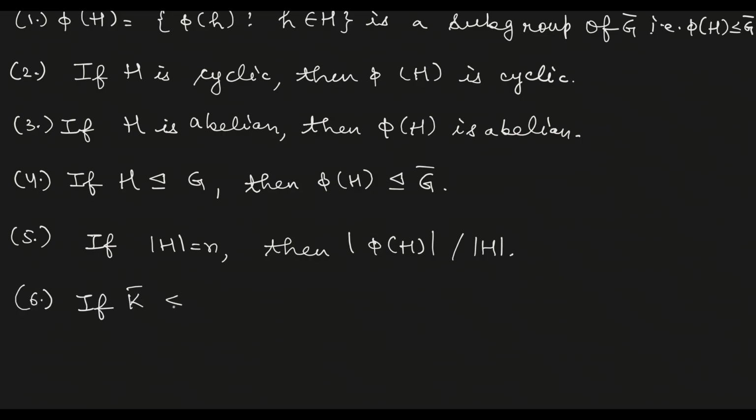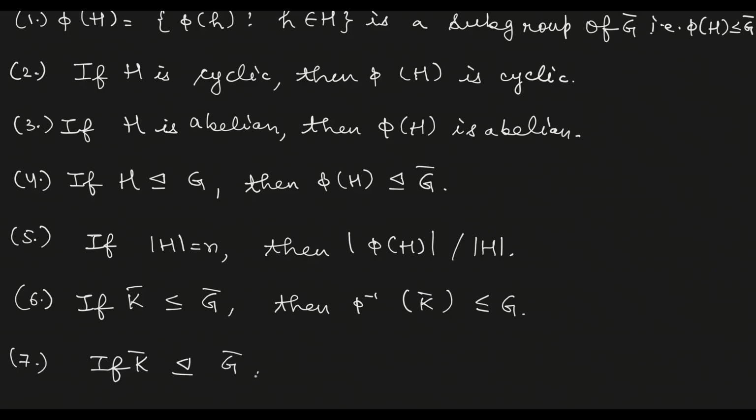If K bar is a subgroup of G bar, then phi inverse K bar is a subgroup of G. If K bar is a normal subgroup of G bar, then phi inverse K bar is a normal subgroup of G.